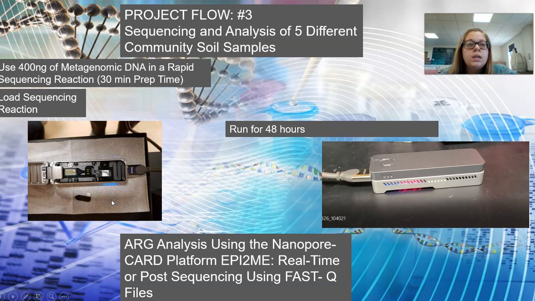This is where the nanopore MinION device comes into play. We had to use 400 nanograms of the DNA that we had harvested, and we had to put it through a rapid sequencing reaction, which took about 30 minutes. Then we were able to load that DNA onto our flow cell, and we had that run for 48 hours. After that, we were able to analyze the data from the nanopore MinION device, and it was uploaded to this platform down here on the bottom.